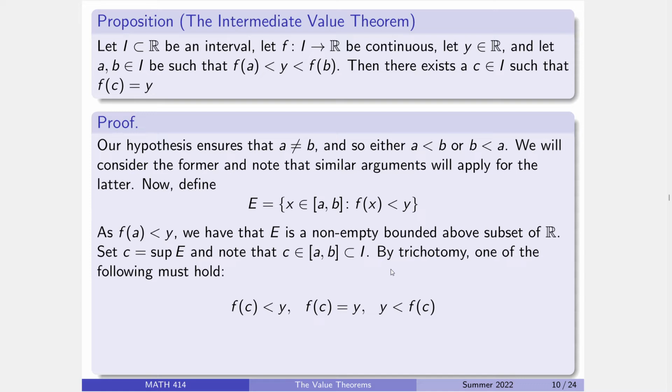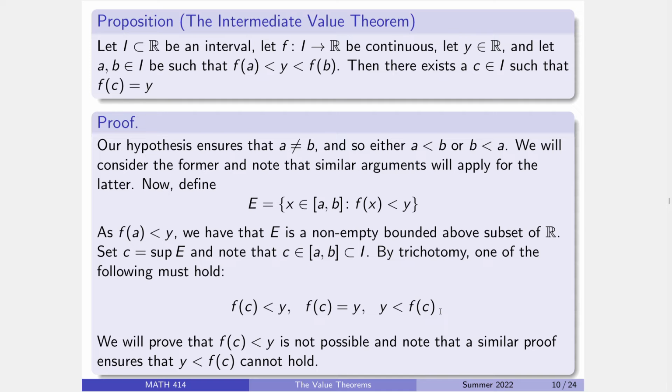Alright, so by the trichotomy property, f of c, where c is the supremum of the set E, is either strictly less than y, equal to y, or strictly bigger. And again, we are going to be lazy. I'll show you that this can't work, and then I'll say this has an incredibly similar proof, just fill in the details, which then forces the equality, which gives us the result we're looking for.